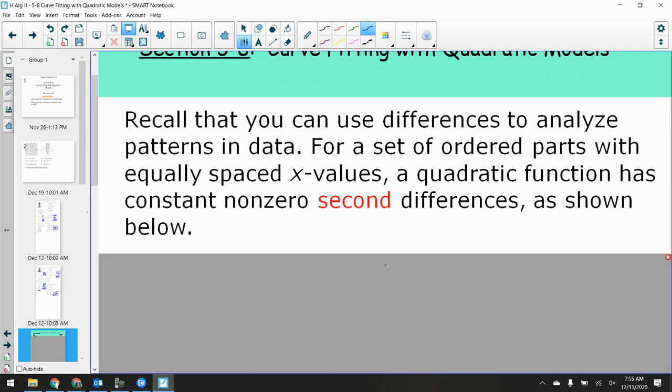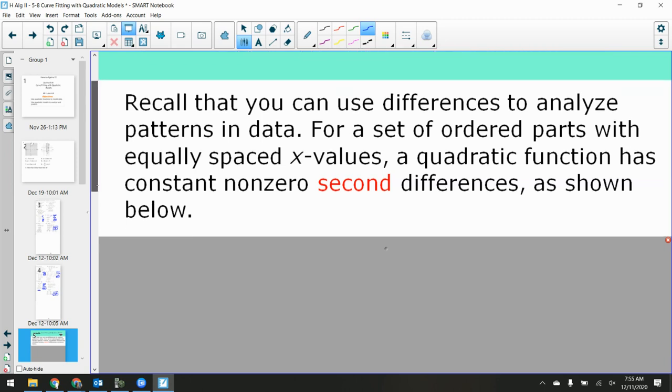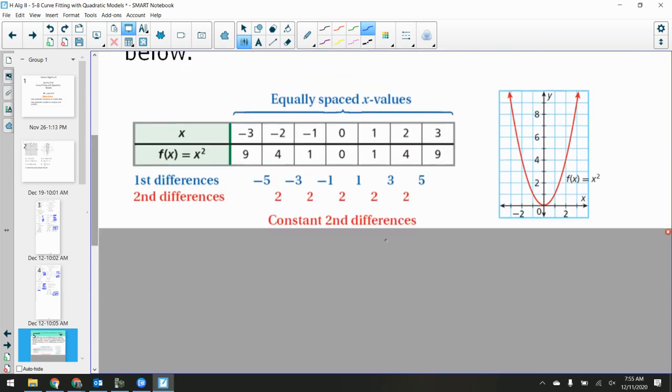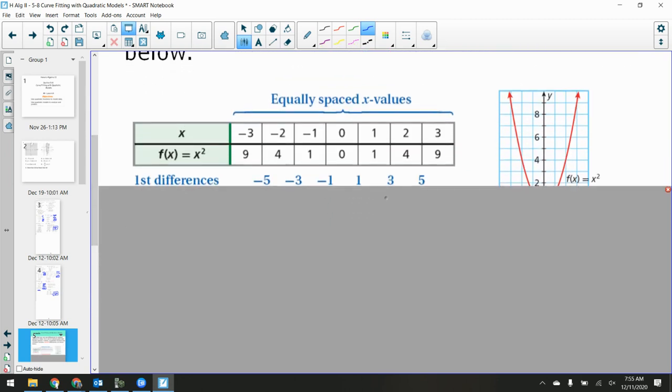Recall that you can use differences to analyze patterns in data. For a set of ordered pairs with equally spaced x values, a quadratic function has constant non-zero second differences. So let me show you what I'm talking about here. Take a look at our original parent function, f of x equals x squared, right? Those are just points for x squared. I've got negative 3 all the way up to positive 3, just squaring the x values.